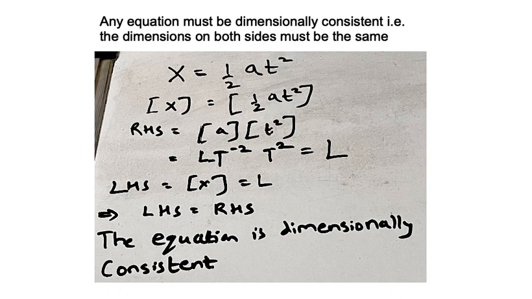So now let us look at the right hand side of this equation, that is a t square. This has a dimension of acceleration multiplied by the square of the dimension of time. The dimension of acceleration we saw in the previous slide is L t to the power minus 2, and the dimension of time square is t to the power 2. So the right hand side will have the dimension of length. Now let's look at the left hand side, the dimension of x. Since it is a displacement, it is length L. So the dimension of the left hand side is equal to the right hand side, and this equation is dimensionally consistent.